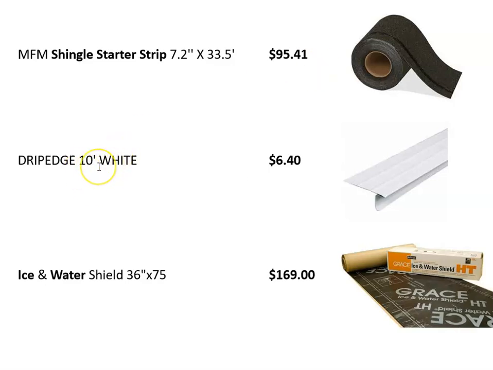Drip edge coming in 10-foot increments, so not very expensive, $6 and change at the time. Ice and water shield, 75 feet by 36 inches. It is a lot more expensive than tar paper at $170 a roll.